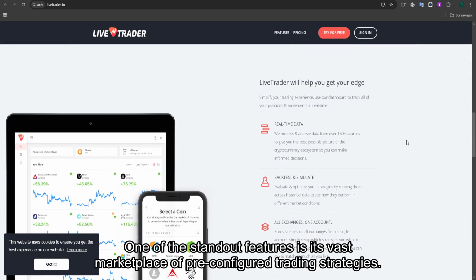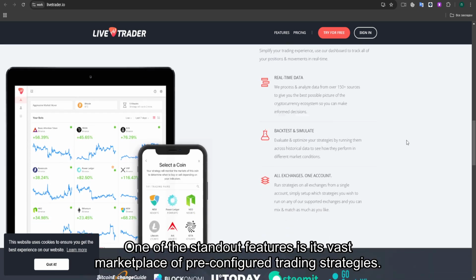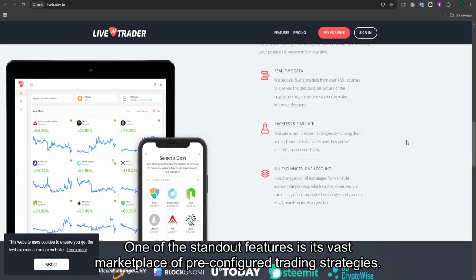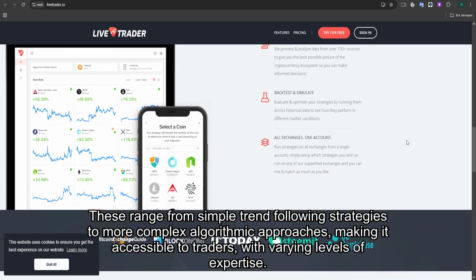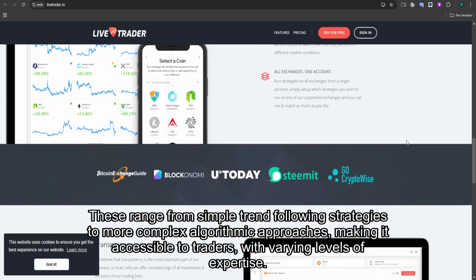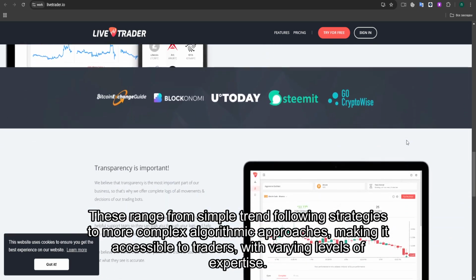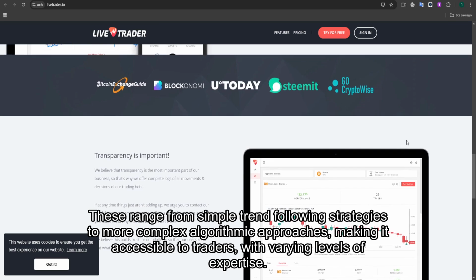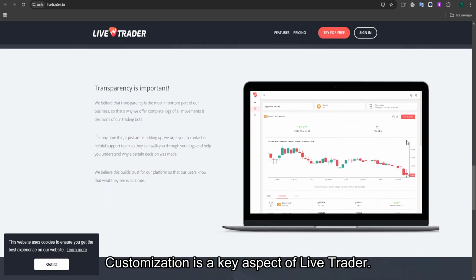One of the standout features is its vast marketplace of pre-configured trading strategies. These range from simple trend-following strategies to more complex algorithmic approaches, making it accessible to traders with varying levels of expertise. Customization is a key aspect of LiveTrader.